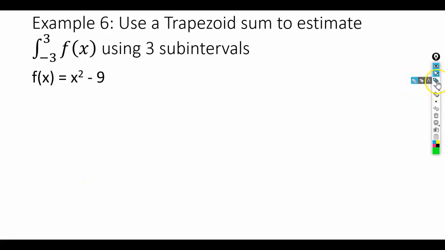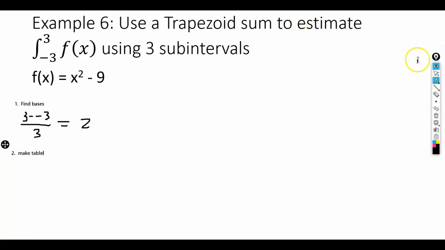So let's begin here. Once again, the first thing you're going to want to do is find your bases, using the strategy that we've talked about before, which is last x value minus the first x value divided by the number of subintervals. And once again, it's 2. And then we're going to move on to step 2. Once again, that's to make our table.